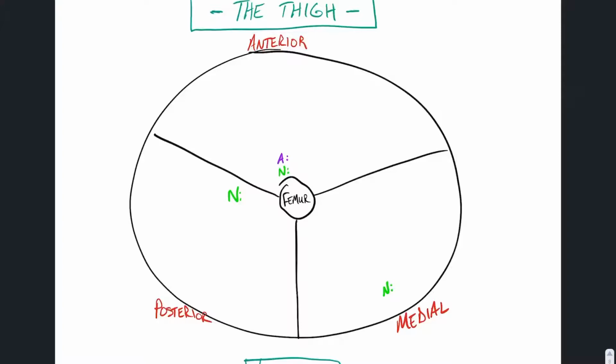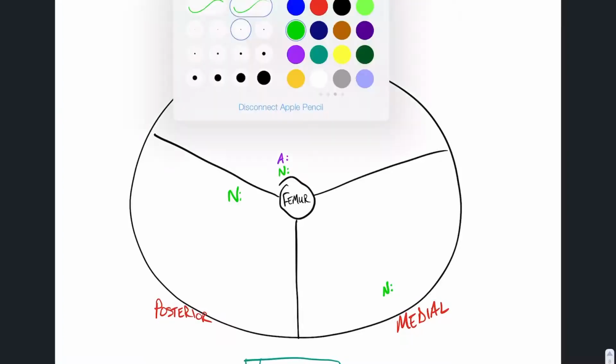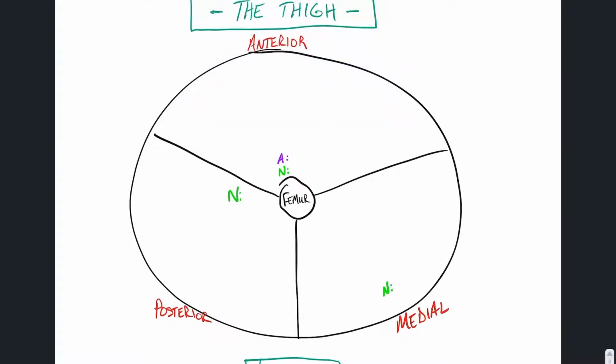Here we go. This is the thigh. When you think of the thigh, we want to group muscles of the thigh into three areas. The anterior, we would consider the quadriceps. So quadriceps. Okay, so that's group one in the anterior.